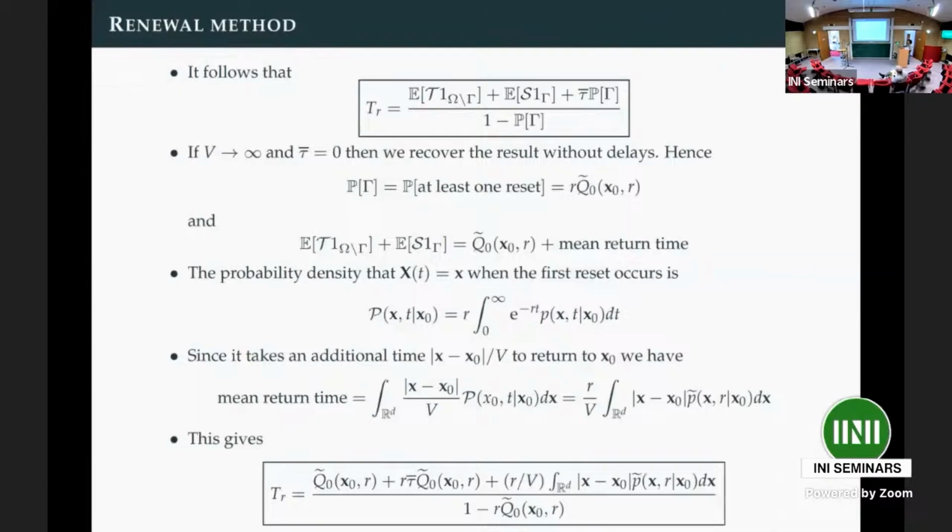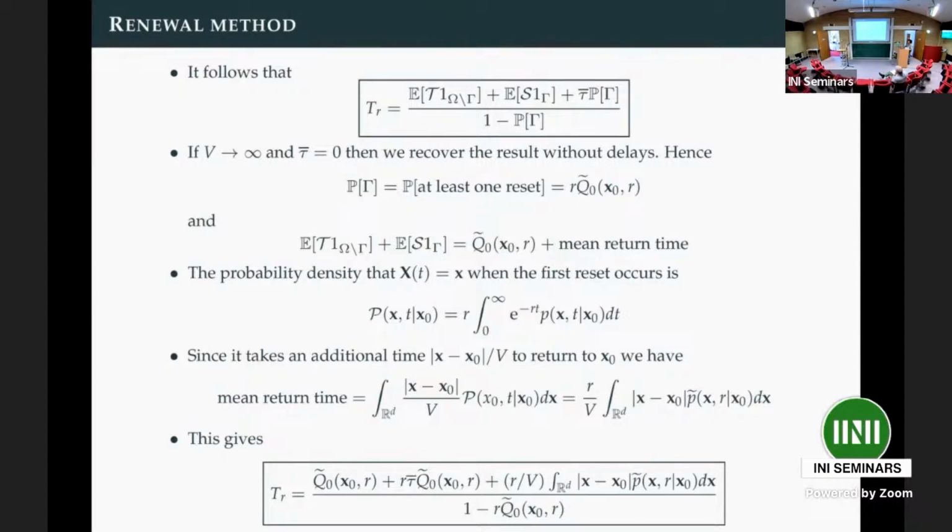Using similar arguments, I can show that the quantity on the top that I still don't know can be decomposed into the bit that would occur if there was instantaneous reset plus the mean return time. And the mean return time can be calculated in terms of the distribution of the probability that when I reset, I'm at a particular position X, because the time to return will depend on how far I am from the reset point, and I'm moving at a speed V.